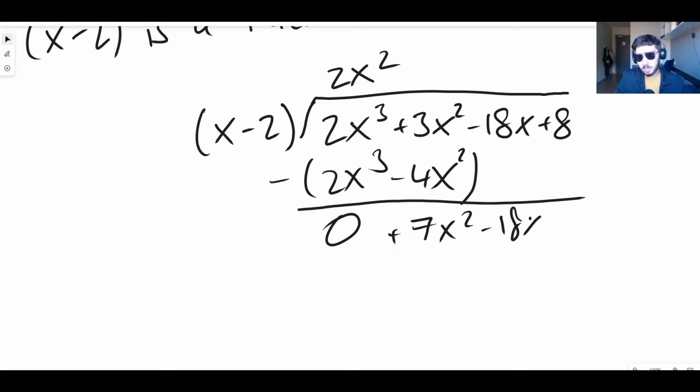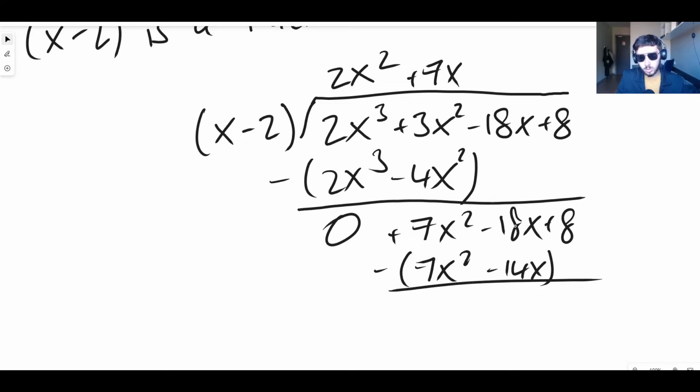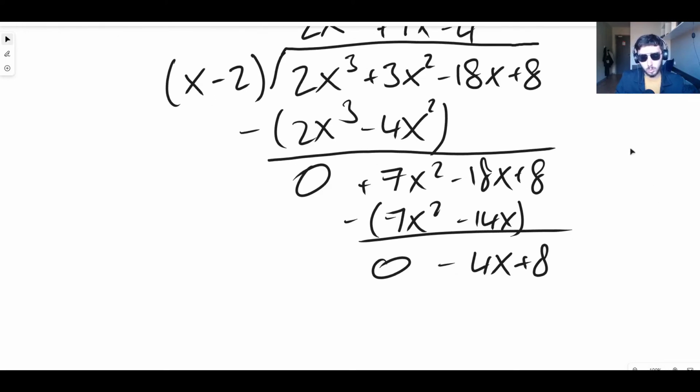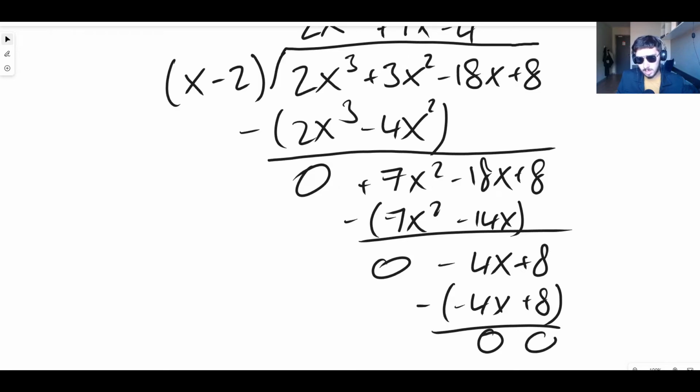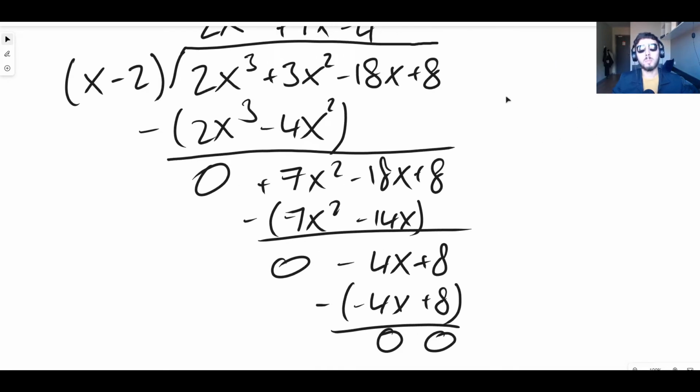Minus 18x plus 8. 7x squared divided by x is plus 7x. Minus 7x squared minus 14x. Take those away. That's a 0 there. Minus 18 minus 14 is going to be minus 4x plus 8. Minus 4x divided by x is minus 4. And then we come down here again. Minus 4 times x minus 2, that's minus 4x. And minus 4 times minus 2 is positive 8. Take those away. That's 0. 8 minus 8, that's 0. Happy days. No remainder.